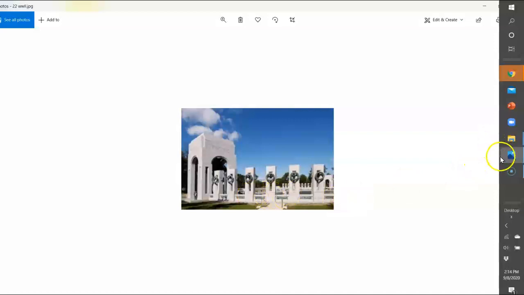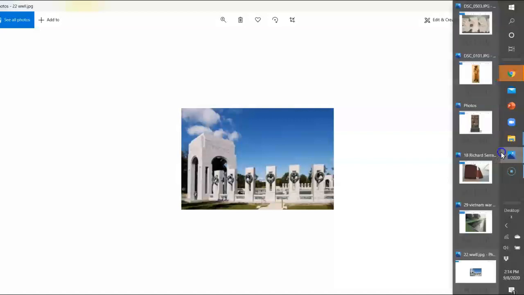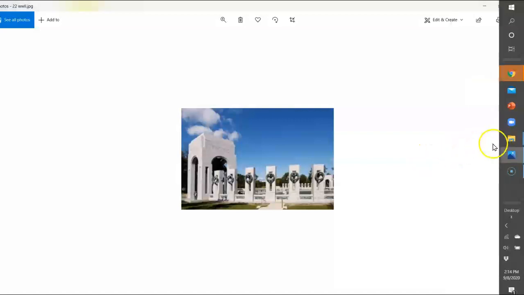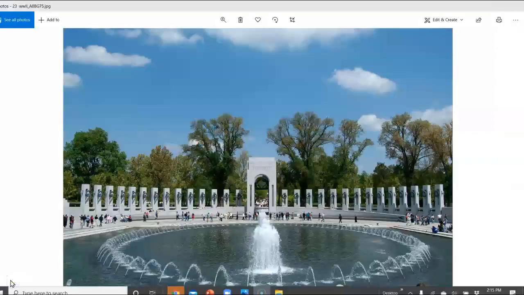Oh my goodness, why is this not going? Here's another view of that World War II War Memorial, and you can see there's a fountain in the middle, a place to go with your thoughts and think about what this war was about.